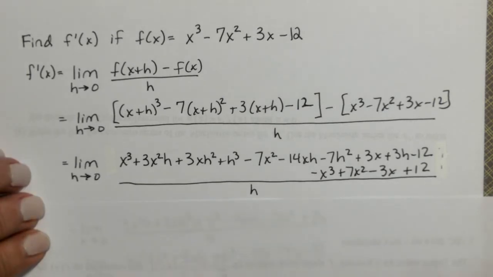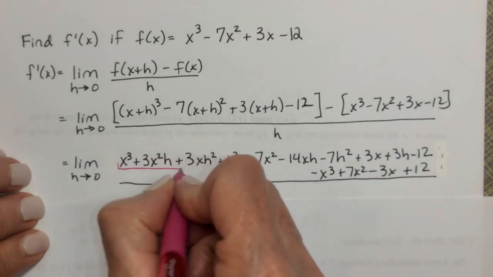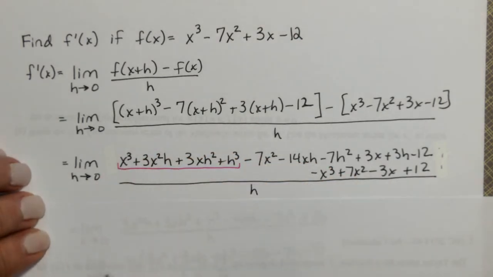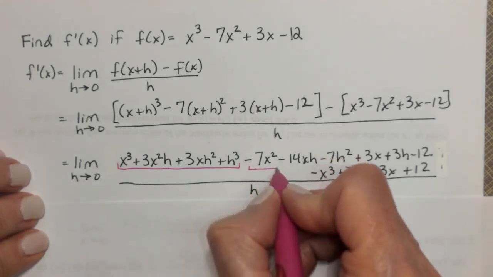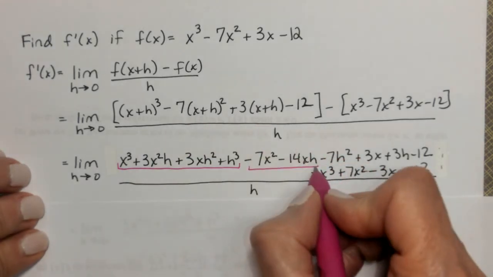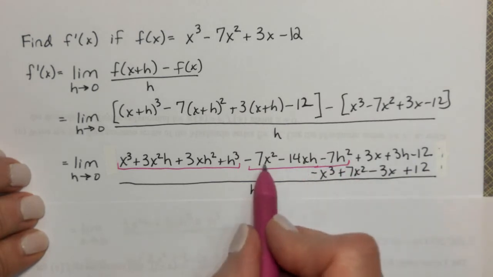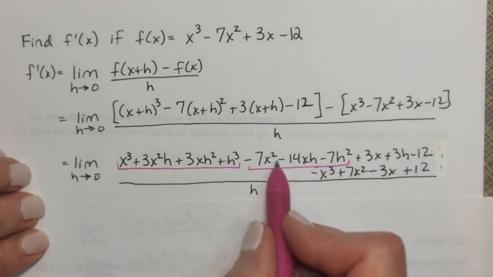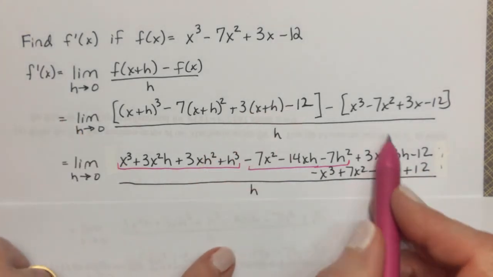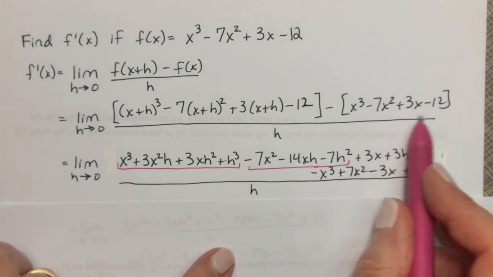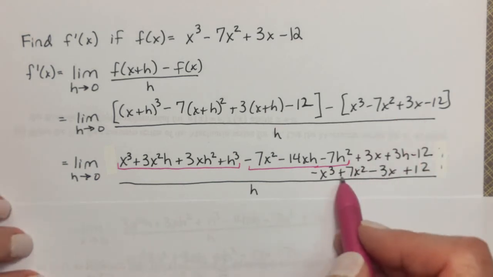Okay, this is x plus h all cubed. That is x plus h cubed. I used Pascal's triangle to split that out so quickly, but the long way would be much longer to do. Here is the negative 7 times, oops, one more here. There's negative 7 times x plus h squared, and there's 3x plus 3h minus 12, and then I ran out of space here, so I subtracted f of x right there.